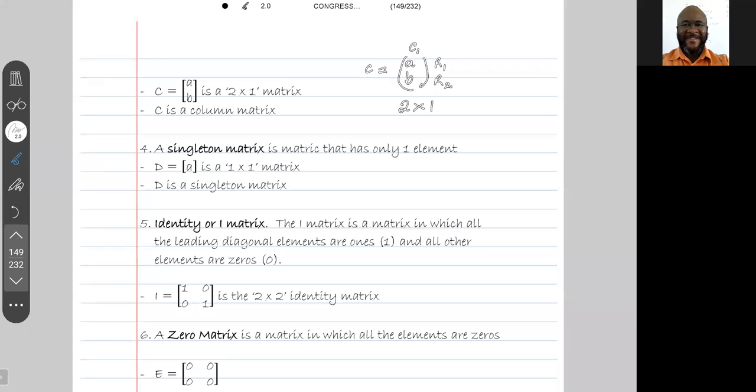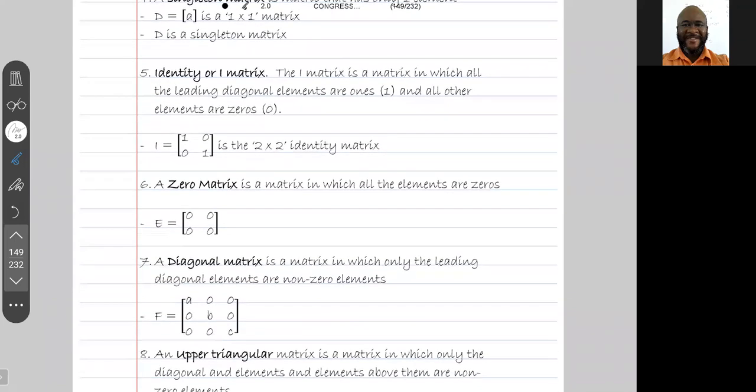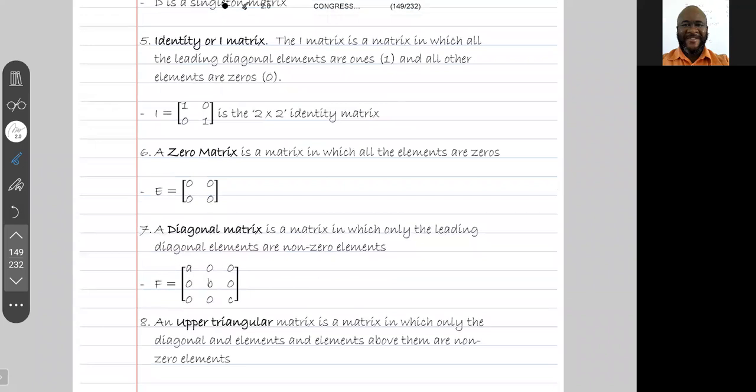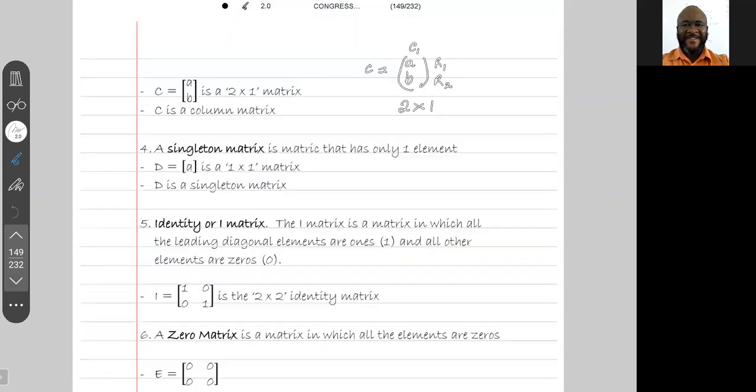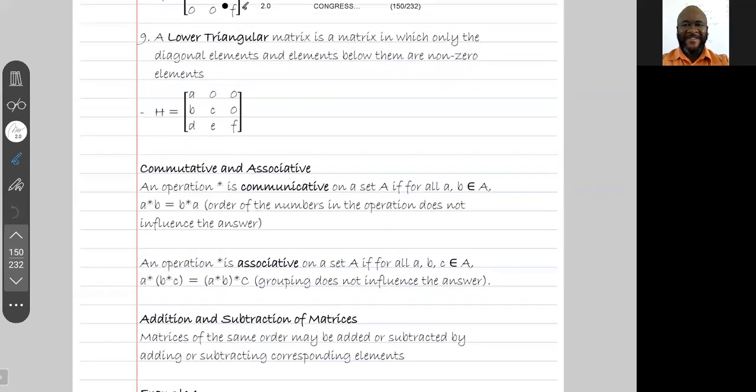So I, which is the matrix 1, 0, 0, 1, is the 2 by 2 identity matrix. We have the 0 matrix, so all the elements are 0. We have the diagonal matrix, only the leading diagonal elements are not 0, and all other elements are 0. We have the upper triangular matrix, and you guys can look at that, and the lower triangular matrix, and you guys can look at that.